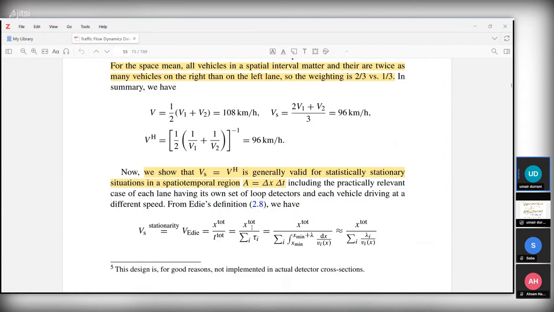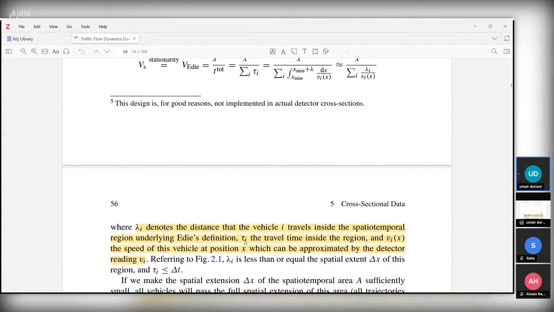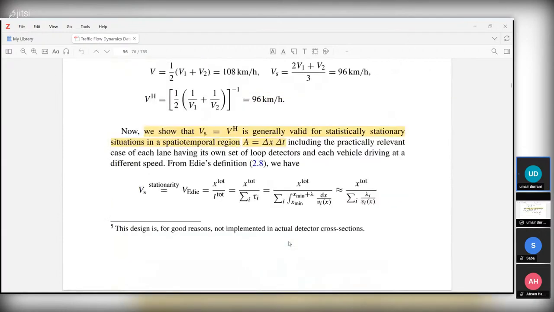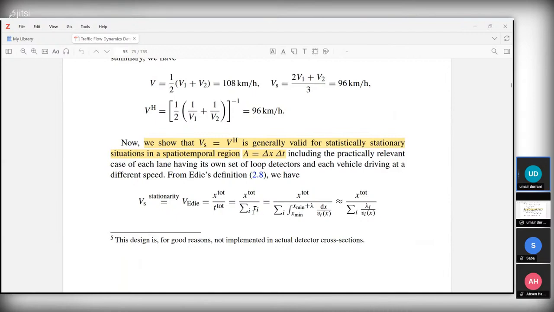So total distance traveled, the numerator remains the same throughout this derivation. The total time traveled is based on tau i. Tau i is the travel time. This is the travel time inside the region of the vehicle i. So for vehicle number one, it would be tau one, and then we sum all those travel times.